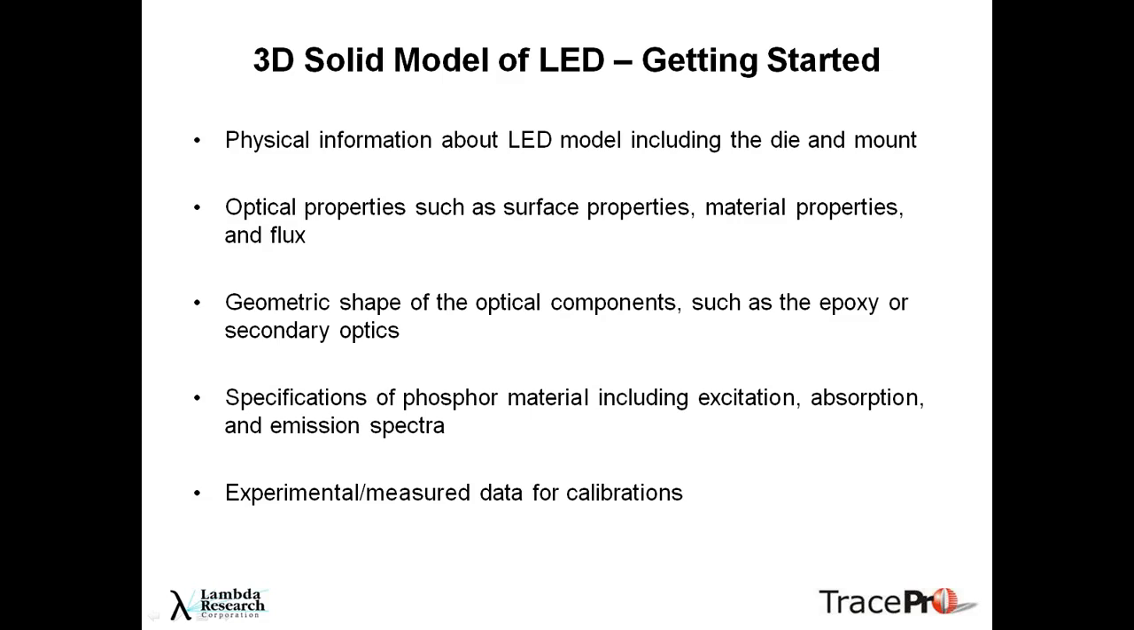We also need the geometric shape of the components, things such as the epoxy and any secondary optics. If we're looking at a white LED, a phosphor conversion LED, we're also going to want specifications for the phosphor, including the excitation, absorption, and emission spectra, concentrations, and quantum efficiencies. And lastly, ideally we'd want some experimental or measured data so we can use that to calibrate our model to make sure we've built a physically robust and correct model.